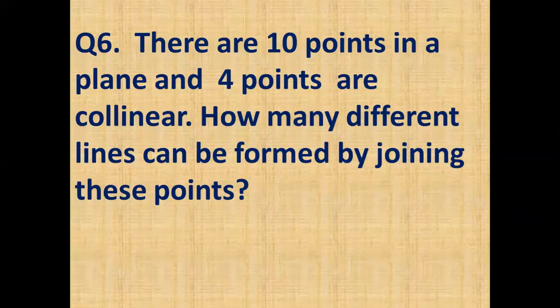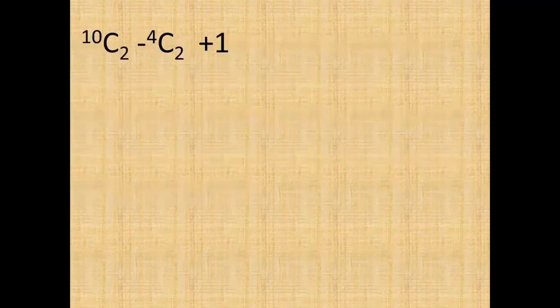Let us consider another question. Question number 6. There are 10 points in a plane and 4 points are collinear. How many different lines can be formed by joining these points? So 4 points are collinear. It means those 4 points we can't use to make different lines. So that would be 10C2 minus 4C2 plus 1. Why have I done plus 1? Because from those 4 points we can make just one line. That's why I have added 1.